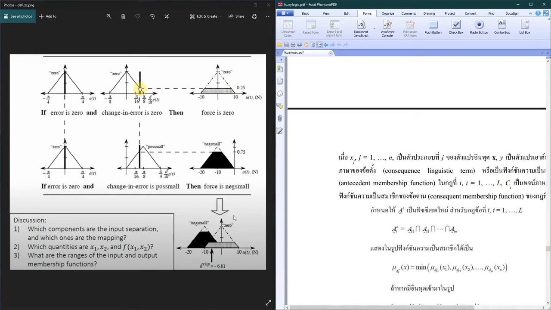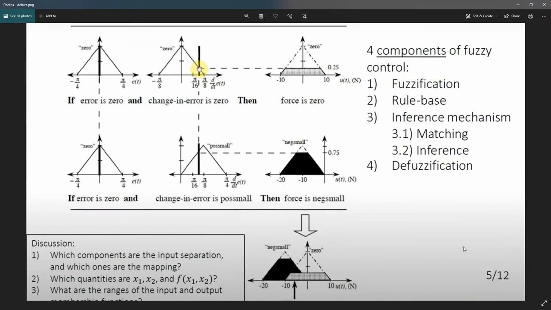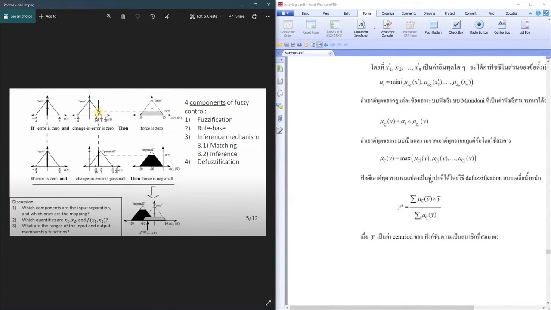So the question is, the output should be a value. Suppose that in this example, output has Newton unit or duty cycle of power modulation. Here it will be vague between negative small and 0. The way we find the value of output, or the final output, is by doing defuzzification. We will use this equation here. It is a weighted average, or in other words, finding the center of area of these two output sets to find where it is.